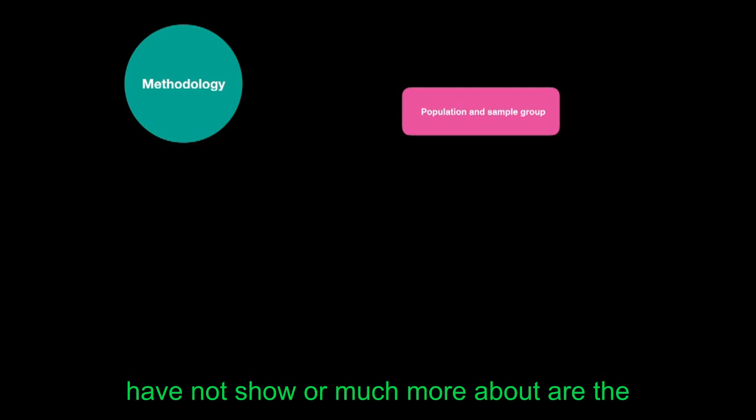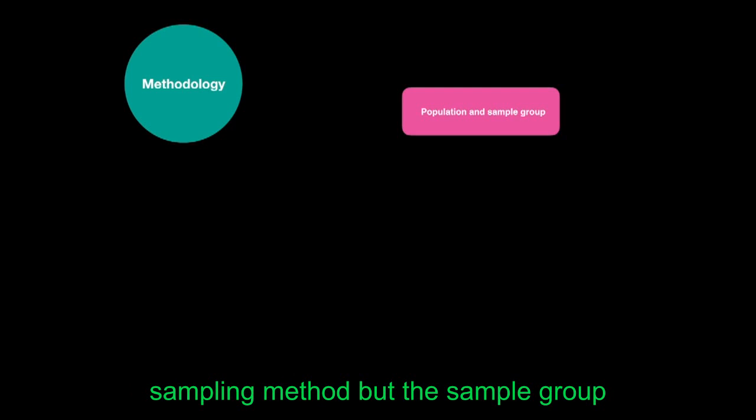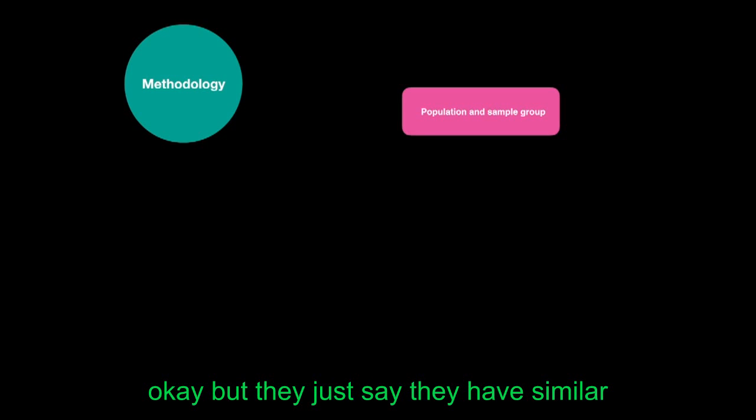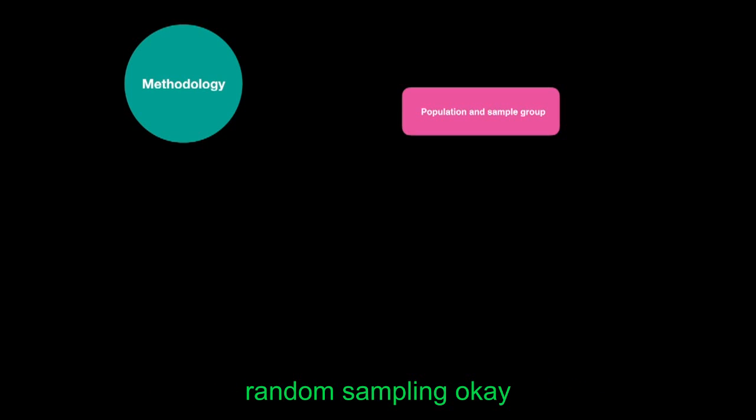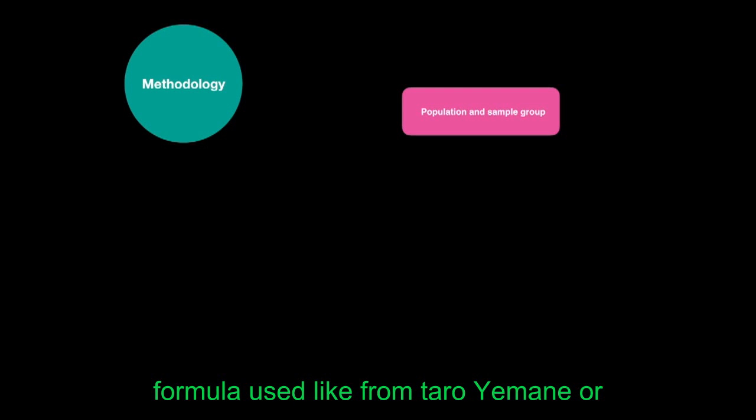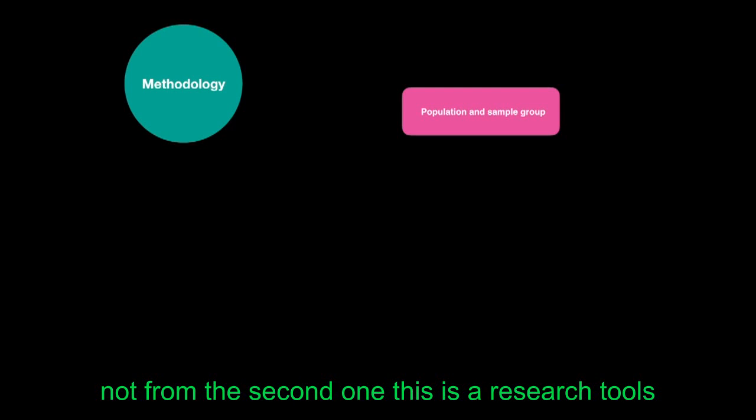However, they haven't shown much about the sampling method. The sample group is 100 workers. They just say they used simple random sampling, but they haven't shown a formula, like from Taro Yamane or not.